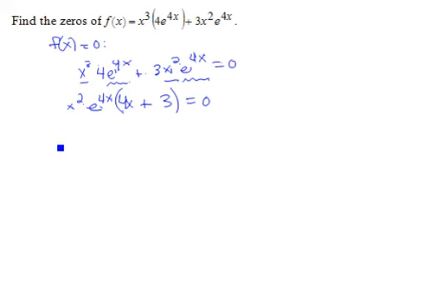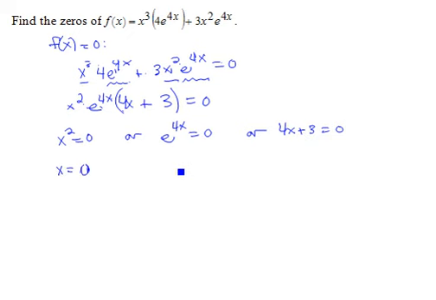So we must have either x squared equals 0, or e to the 4x equals 0, or 4x plus 3 equals 0. One of those must be true. In fact, any of those, if x makes x squared 0, then that will be a solution. Likewise, if we can make this 0, that will produce another solution, and the same is true for the third case. Of course, x equals 0 is the only way to make x squared 0, so that's one solution that we found.